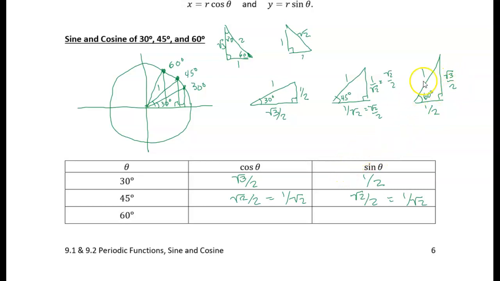All right, so, again, the x-coordinate, which is the distance in the x direction, is 1/2. So that's the cosine of 60 degrees, is 1/2. And the sine is the y-coordinate, so it's this vertical distance here. So the sine of 60 degrees is the square root 3 over 2. All right, those are important to remember.